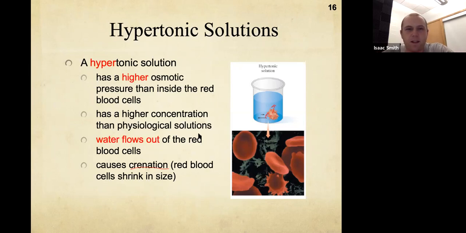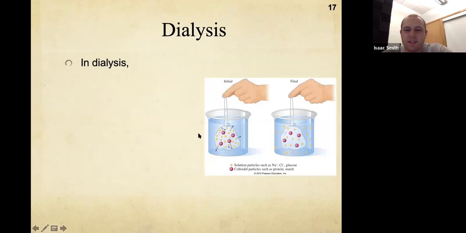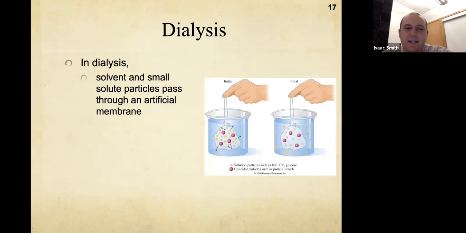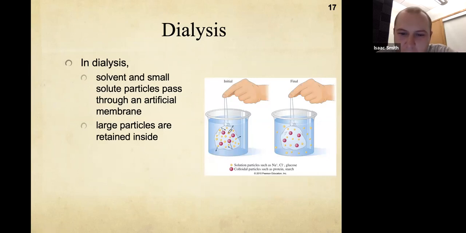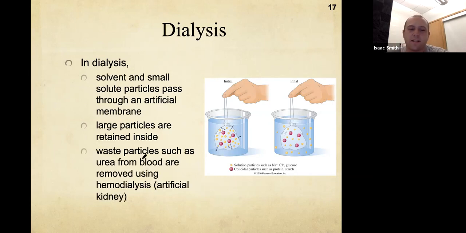Okay. Then the last application, which don't worry about taking notes on, is just kind of interesting. You've probably heard of dialysis, which works through osmosis. So you have, again, a semi-permeable membrane, like an artificial membrane, where small particles can pass out. Small waste particles like urea are passed from the blood outside, and then the large proteins and stuff are retained inside.